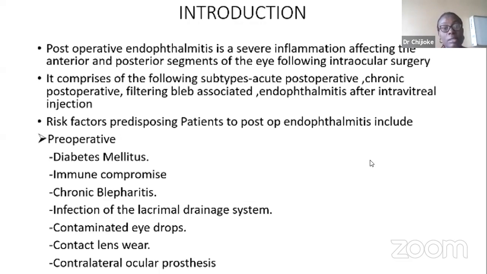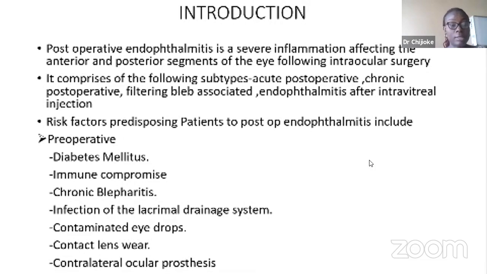Post-operative endophthalmitis is a severe inflammation affecting the posterior segment of the eye following intraocular surgery and comprises the following subtypes, as I mentioned before: acute post-operative, chronic post-operative, bleb-associated endophthalmitis, and endophthalmitis after intravitreal injections. Risk factors that can predispose, pre-operatively, include diabetes mellitus, immunocompromise from other diseases, chronic blepharitis, infection of the lacrimal drainage system, contaminated eye drops, contact lens wear, contralateral ocular prosthesis.